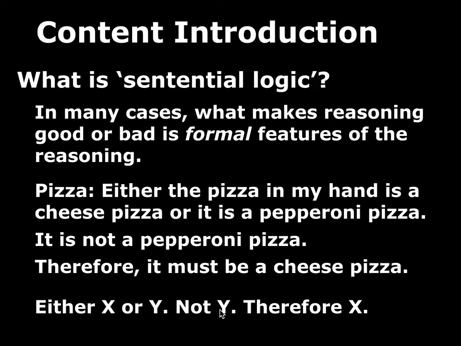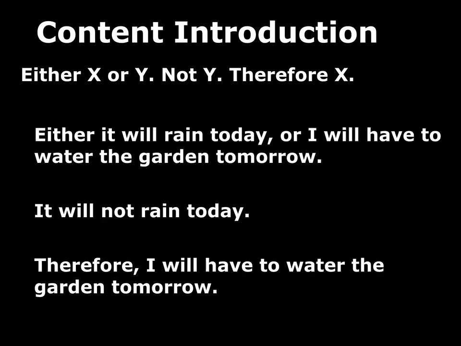But you could take this same shape, the same form, and you could fill it with a different kind of stuff. So for instance, I could say, either it will rain today or I will have to water the garden tomorrow. It will not rain today, therefore I'll have to water the garden tomorrow. Okay? Same shape, but it's filled with different things. It's filled with sentences about rain and watering gardens as opposed to sentences about pizza.